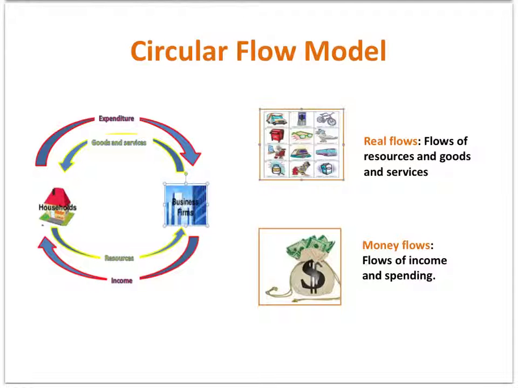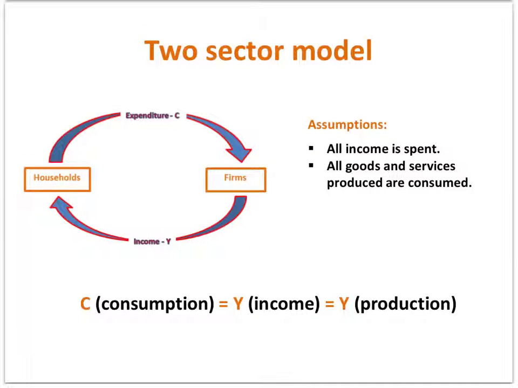In this model, we distinguish between two types of flows. The first one, real flow. Real flow refers to the flow of resources and the flow of goods and services. And money flows refer to the flow of income and the flow of spending. From now on, I'm going to focus just on money flows.